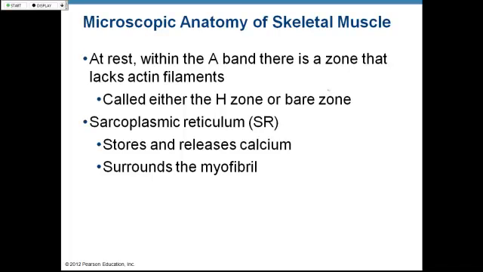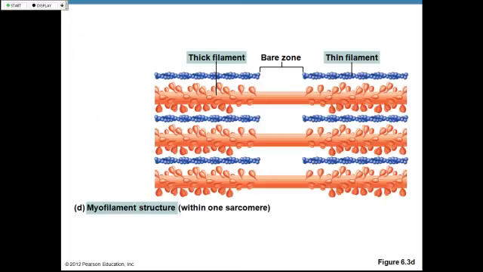So here we have the picture again. They've just made it bigger. Okay, we keep getting bigger and bigger. So you can see myosin heads and the actin filaments. The bare zone, which is also the H zone.